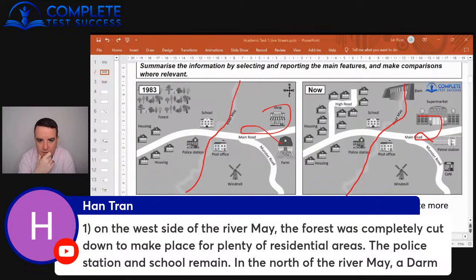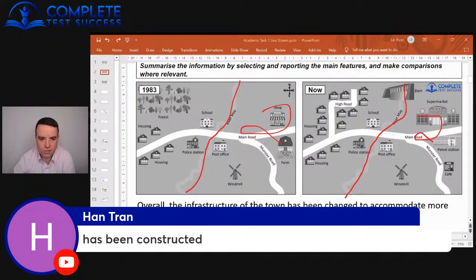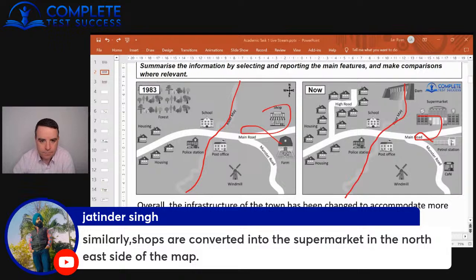In the north of the River May, in the north of the River May. So it would be in the north of the map. A dam has been constructed on the River May. Similarly, shops are converted to supermarket in the northeast side of the map. Yep. So we get to that later. We haven't seen all the information for body paragraph 1 yet.